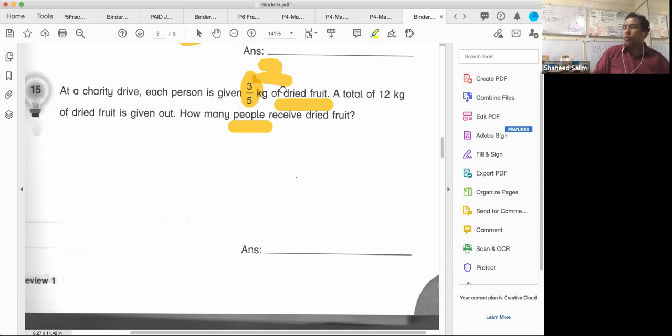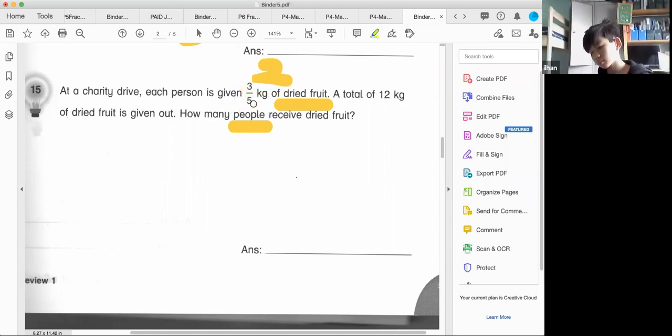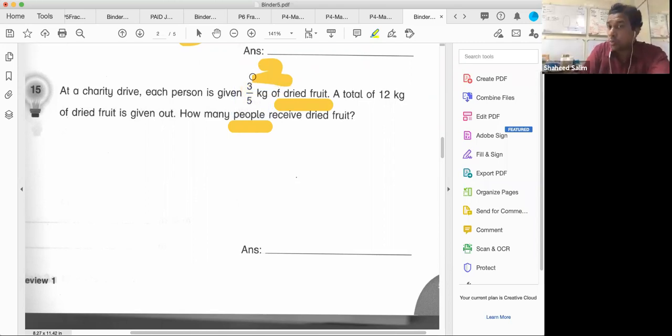So, if you don't get it, you must do the same. Now, imagine this is 2 kg. Why am I asking you to change? This is what I always do in maths. When I don't understand, if you get a difficult question, what do you do? You go to the thing you understand. At a charity drive, each person received, let's say I change, 2 kg of fruit. Total of 12 kg given out. How many persons were there?